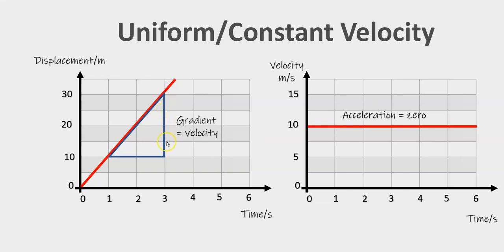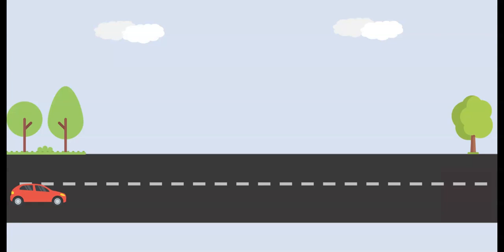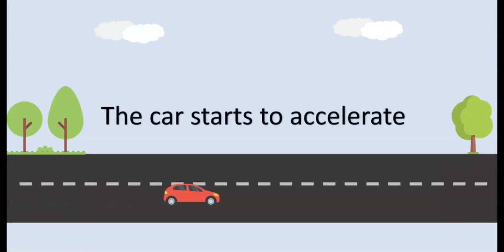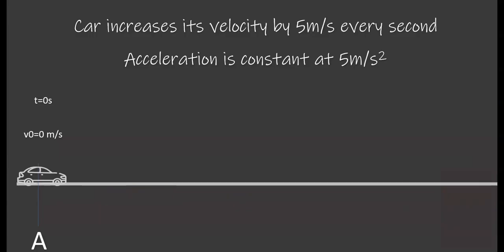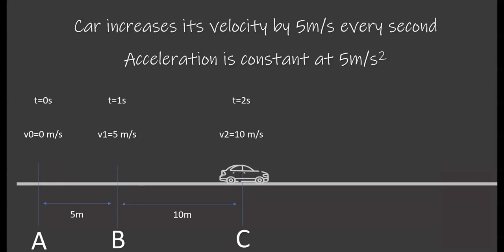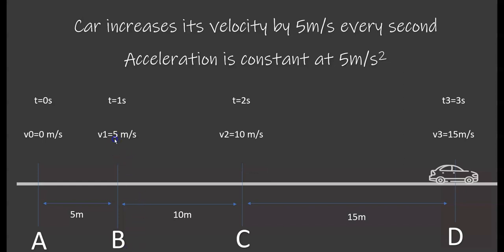We have learned that the gradient of the displacement time graph gives us the velocity of the object, and the area under the velocity time graph gives us the distance traveled. We have also learned that when an object's velocity is not constant but increasing, then it is said to be accelerating. If its velocity increases by the same amount at every time interval, for example, with each 1 second, its speed increases by 5 meters per second, then we say it is having uniform acceleration.